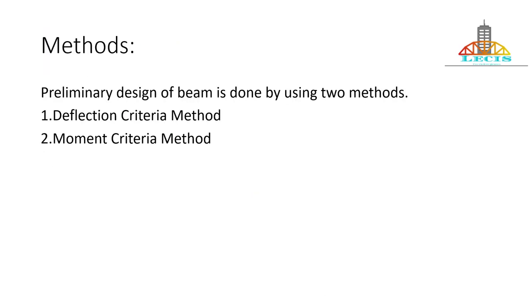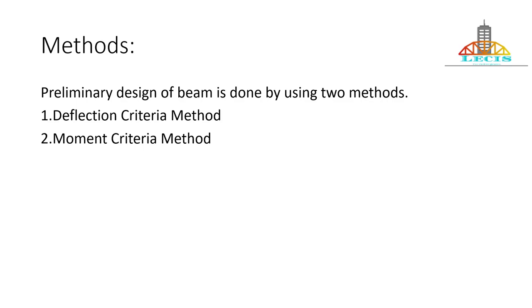Preliminary design of beam is done by using two methods. One is deflection criteria method and another is moment criteria method. In deflection criteria method, it is all about span by depth ratios. We will have span from the architectural plan and we will also have the span by depth ratio from Indian Standard Code, that is IS 456-2000. From there we can calculate the required depth of the beam. And we will also have the thumb rule between depth and breadth relationship. So tentatively we can calculate the section size of the beam from deflection criteria method.